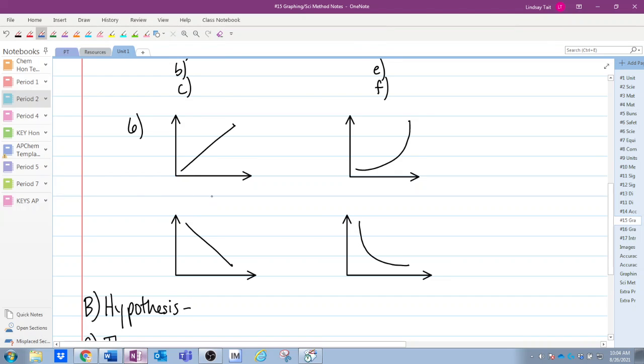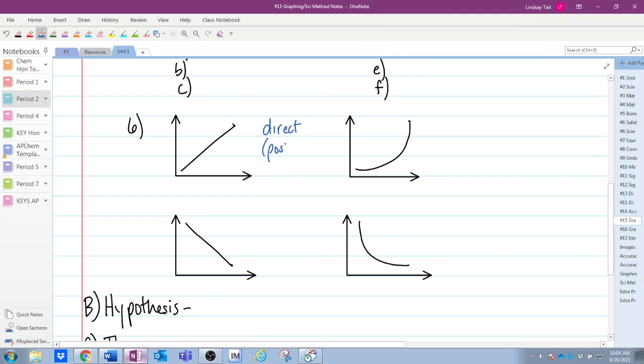All right, so I'm going to start up here in the top left. What words could I use to describe this relationship? The one you'd probably see the most is a direct relationship. A direct relationship means that as one variable increases, so does the other. That's why the line's going upwards.